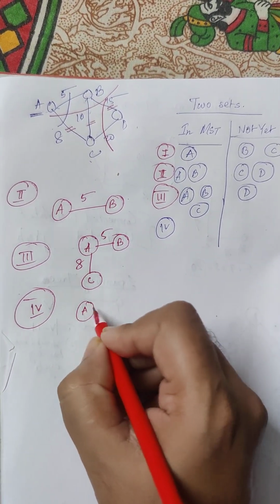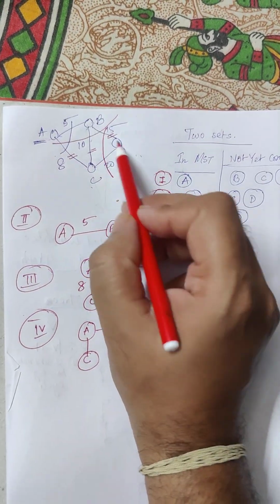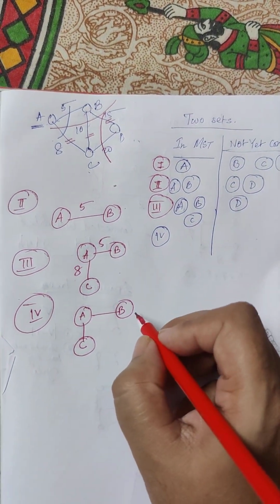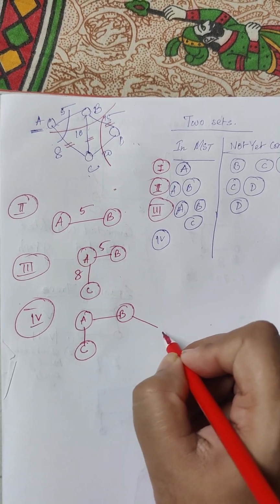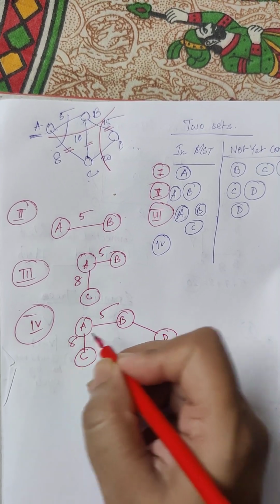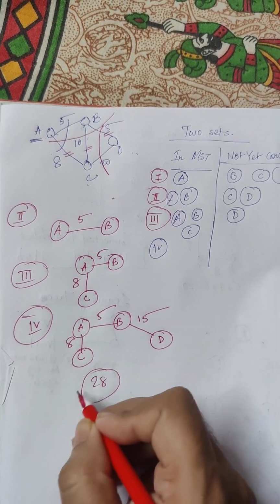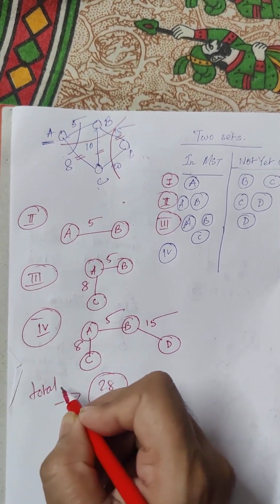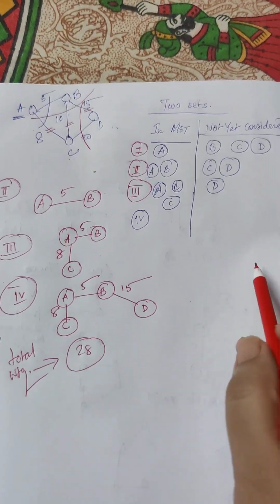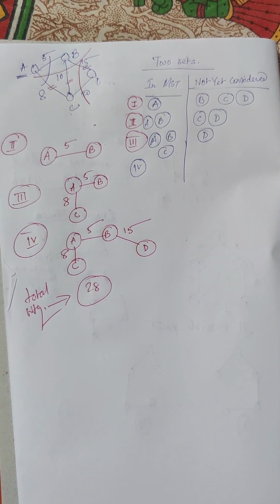So where will D lie? D will lie at the edge which brings the weight value 15. So this is the ultimate result. This is 5, this is 8, and this is 15, right? So 28 is the total weight. This is all about Prim's algorithm at a high level. We will discuss the pseudocode in the next video. Thank you so much.